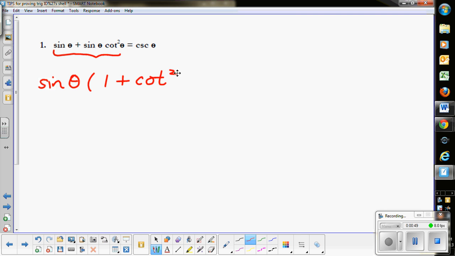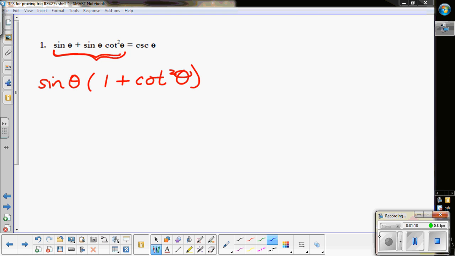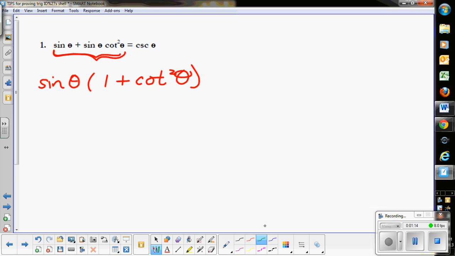So my first step is to identify the side, and I can do that by recopying it or by somehow indicating that this is the side I'm beginning with. And then I'm showing the factoring. Once I've factored that out, I want to think about my different trig identities and think about what 1 plus cotangent might be equal to. And if you look at your trig identity sheet, you'll see that 1 plus cotangent squared is cosecant squared.